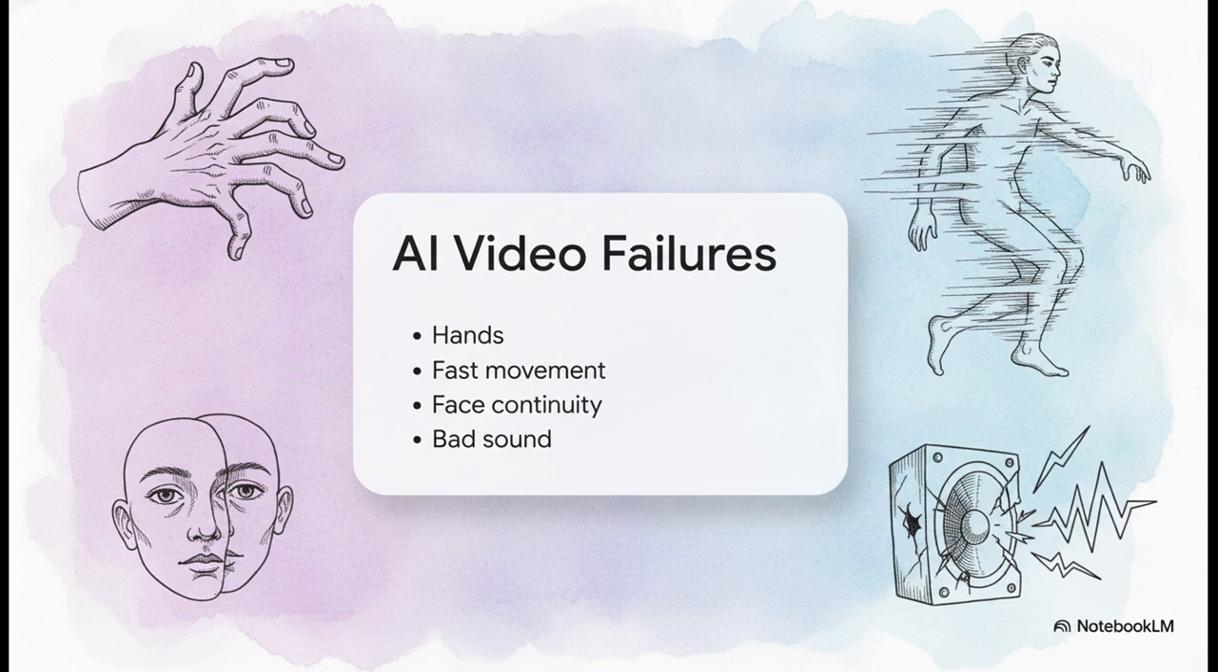If you want to create video on the best AI video generator and actually use the footage, you still have to watch out for mangled hands, super unnatural fast motion, faces that subtly shift between camera cuts, and audio that just doesn't quite match the environment. Knowing these limitations upfront is your secret weapon to getting usable shots.